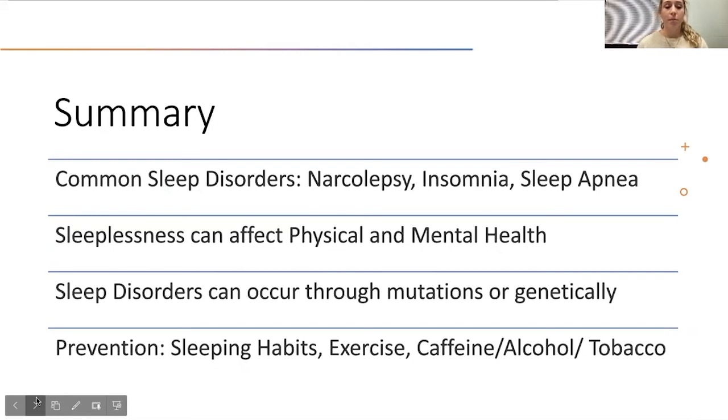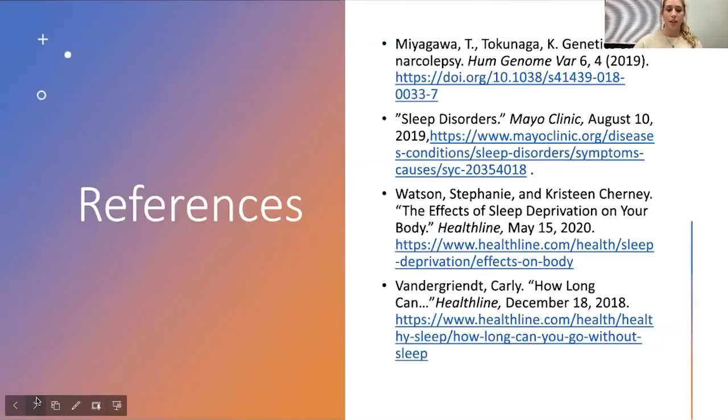And the sleeplessness can also affect the physical and mental health. Physically, your immune system will be deficient, and you have a high risk of disease. Your mental effects could involve memory issues, stress, and moodiness. Sleep disorders can also occur through mutations or genetically. And you can prevent these sleep disorders by improving your sleeping habits, increasing your exercise, and limiting your intake of caffeine, alcohol, and tobacco.